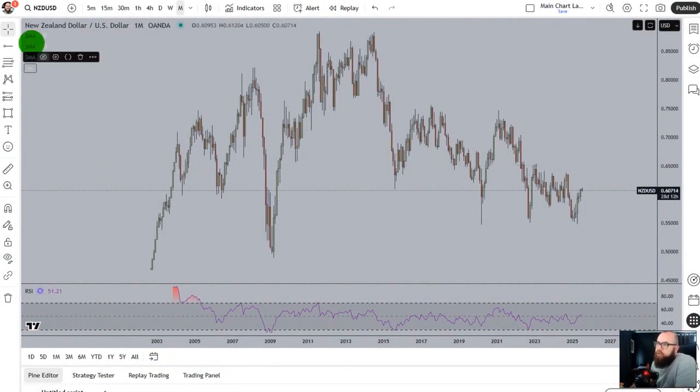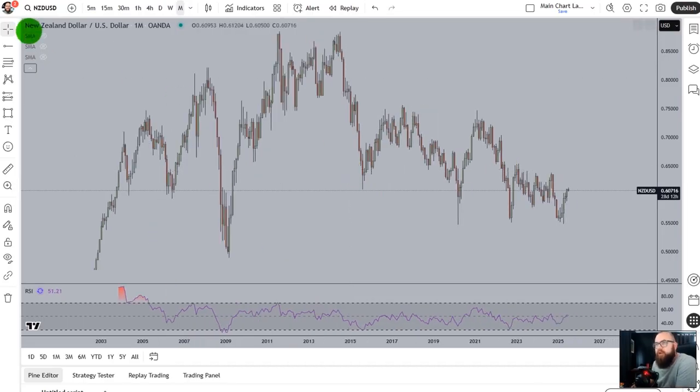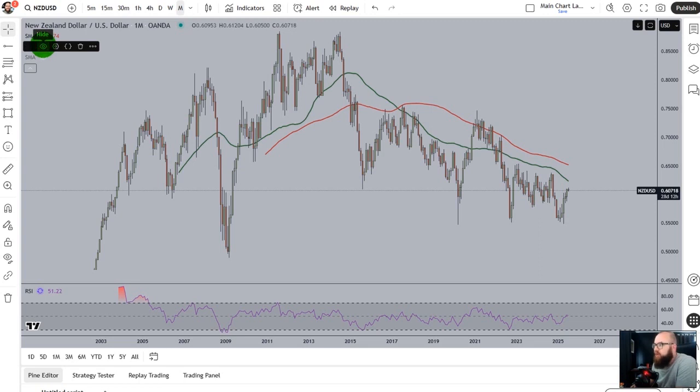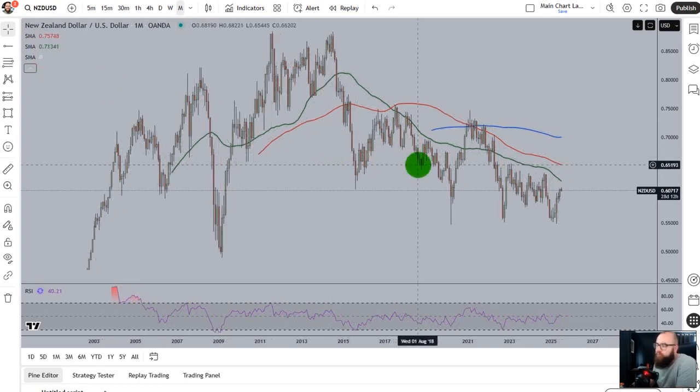So I'm back on New Zealand dollar US dollar, this monthly chart. If I bring up some moving averages, the red is a 100 moving average, the green is a 50, the blue is a 200. The principles of support and resistance are the same: the price below these moving averages can act as resistance. If they break, they can act as support. If they're below price, they can act as support. If they break as support, they can act as resistance.